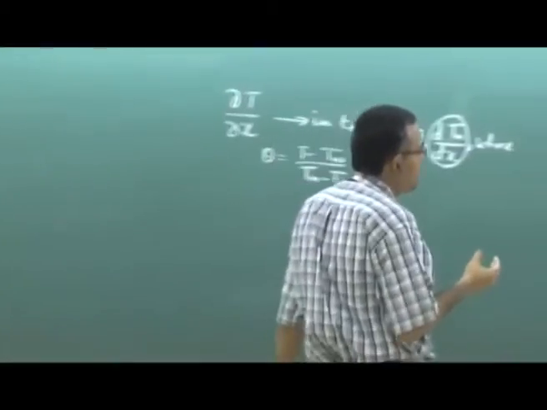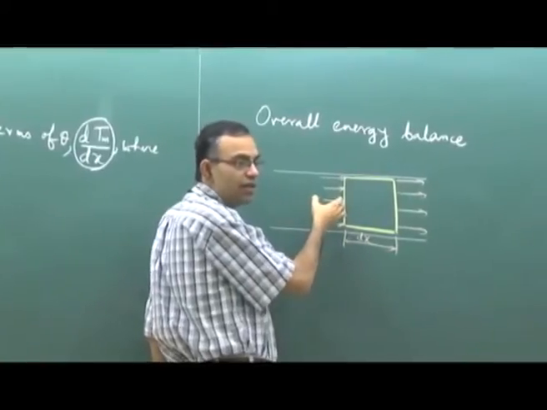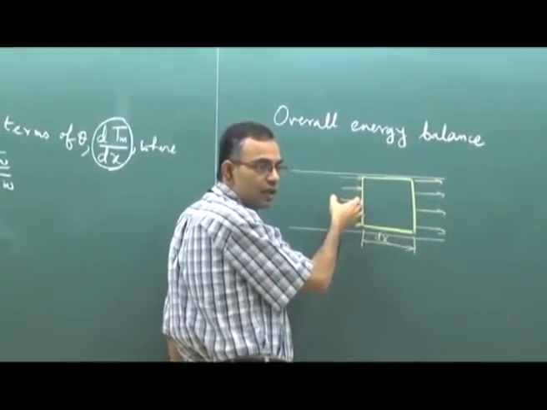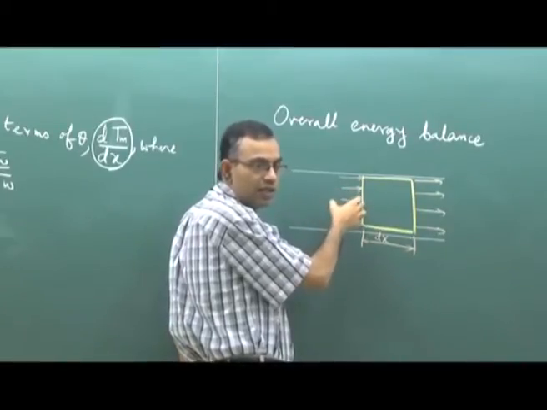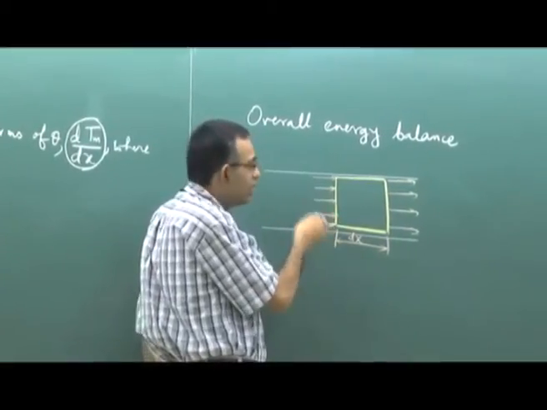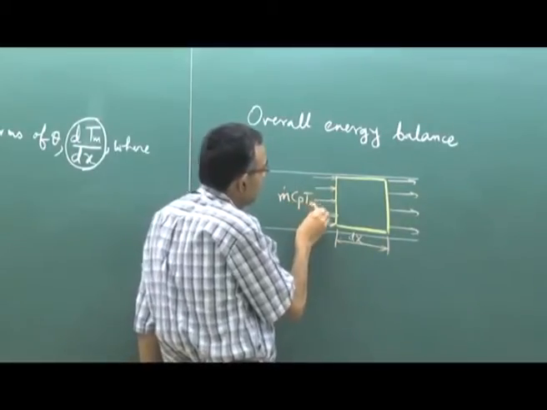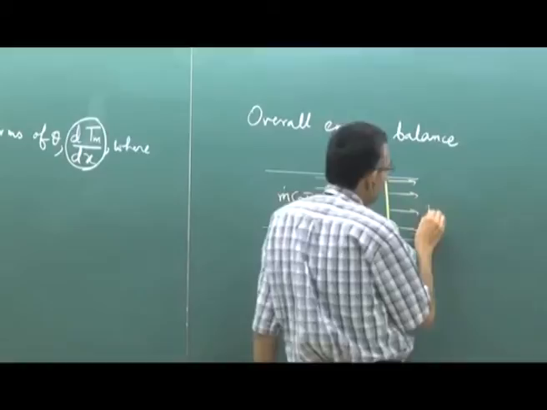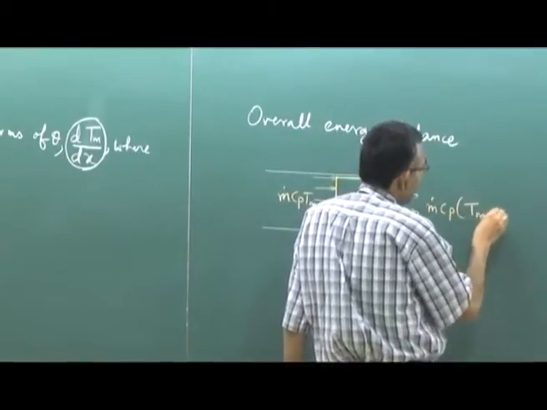So if Tm is the bulk mean temperature, then what is the rate at which energy is transferred across this section? It is m dot into h. M dot h is m dot Cp Tm, since we are considering incompressible fluid. And at the exit, let us say this one is m dot Cp (Tm plus dTm).